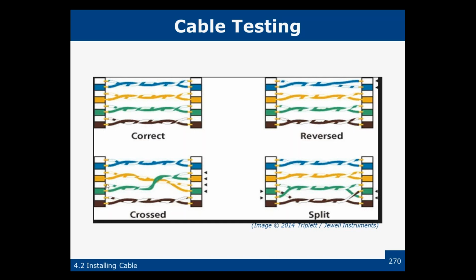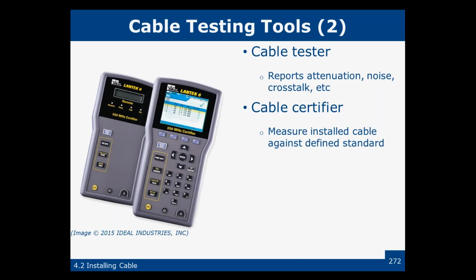Crossed pair here, we have the green and white get crossed with the orange and white, and orange. So that's what a crossed pair is. A reversed pair is within the pair, the two wires get reversed. And then a split pair, they again get into the wrong area here. We have the green going to the brown and white, and the brown and white going to green. So that's what some of those terms mean, a visual here on what they do.